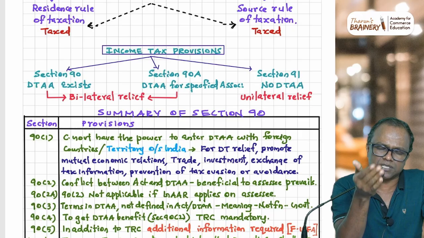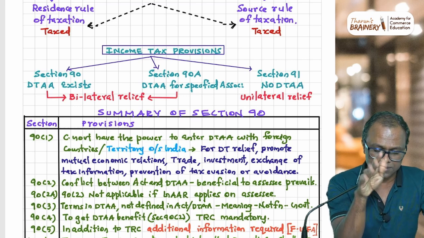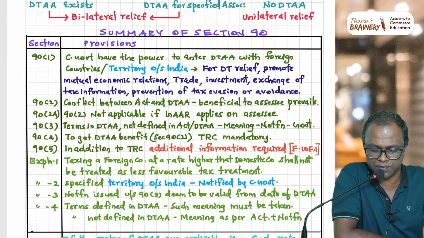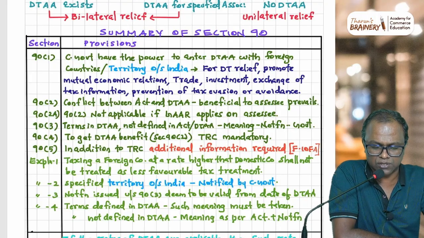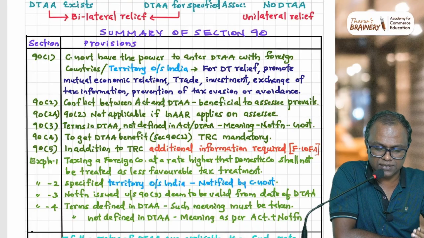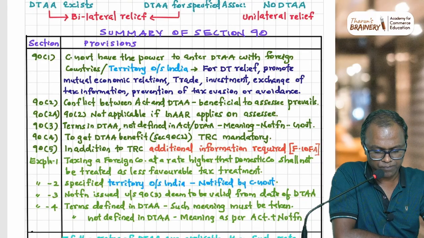Under section 90, subsection 1, the central government has the power to enter into a double taxation avoidance agreement with a foreign country. What are the objectives? That is for DT relief, promoting mutual economic relations, trade, investment, exchange of tax information, and prevention of tax evasion or avoidance. These are the objectives for which a DT agreement is entered into. So not only for the purpose of double taxation relief, there are a lot of other objectives for a double taxation avoidance agreement. That is, promoting mutual economic relations, trade, investment, prevention of tax evasion. All those are objectives of a DT agreement.